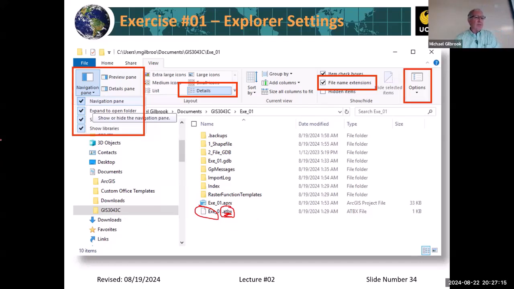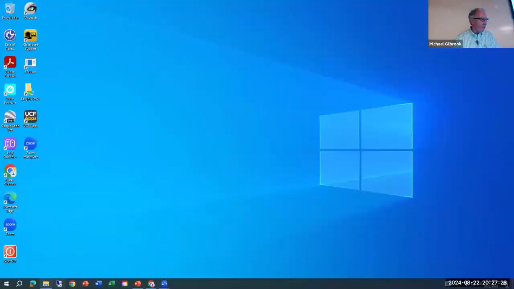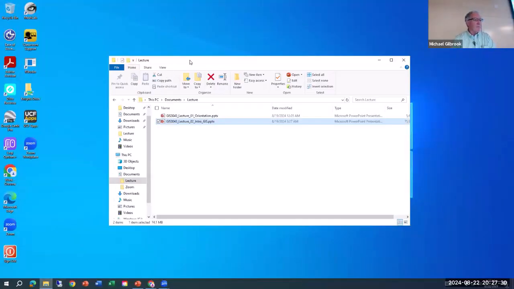Lastly, we're going to go to this options, and we're going to change some options under here. Okay, so let's start by setting these things all the same, and then we'll click the options and do those. So I'm going to discard that and get out and go ahead and run Windows File Explorer.